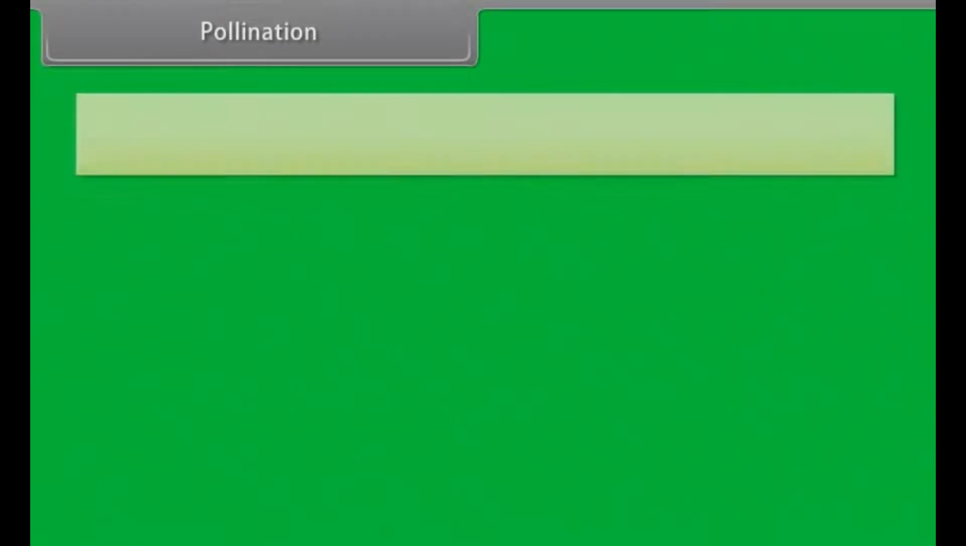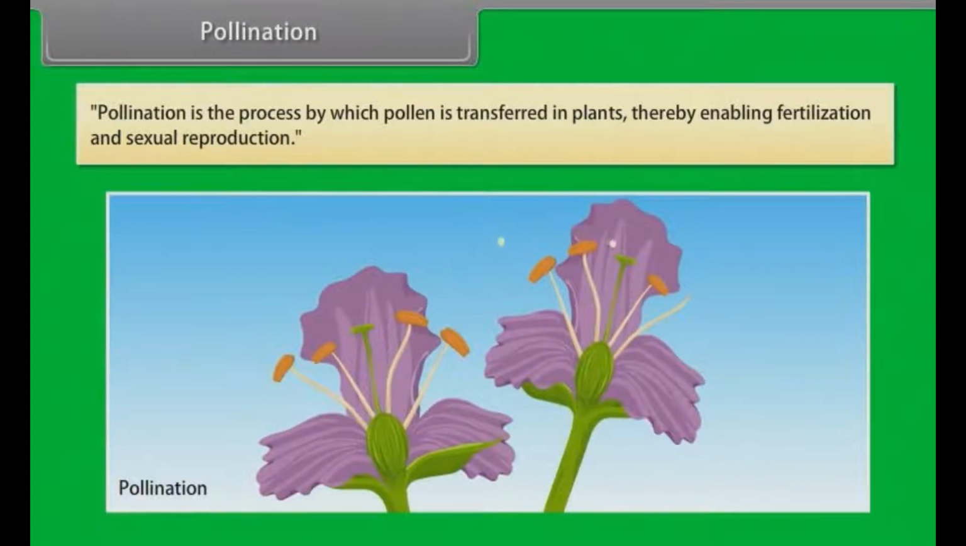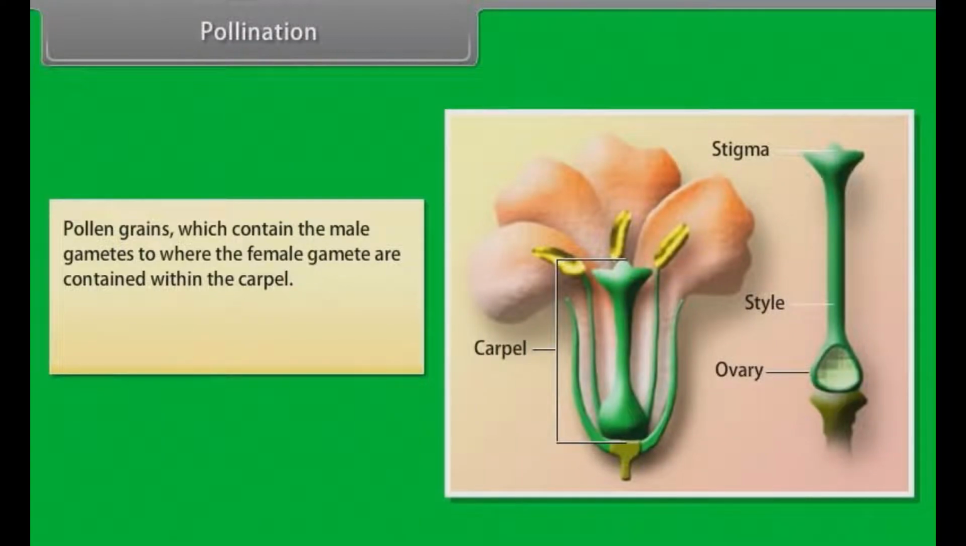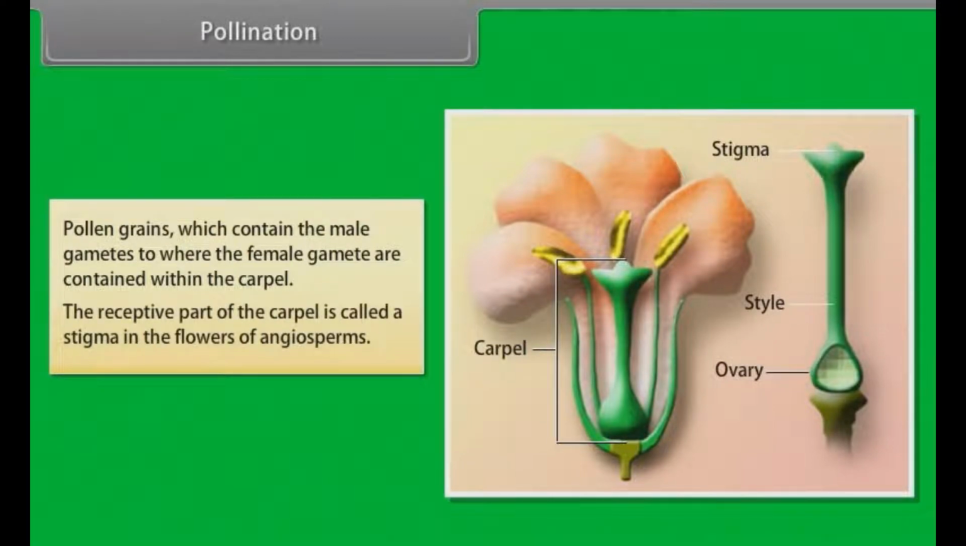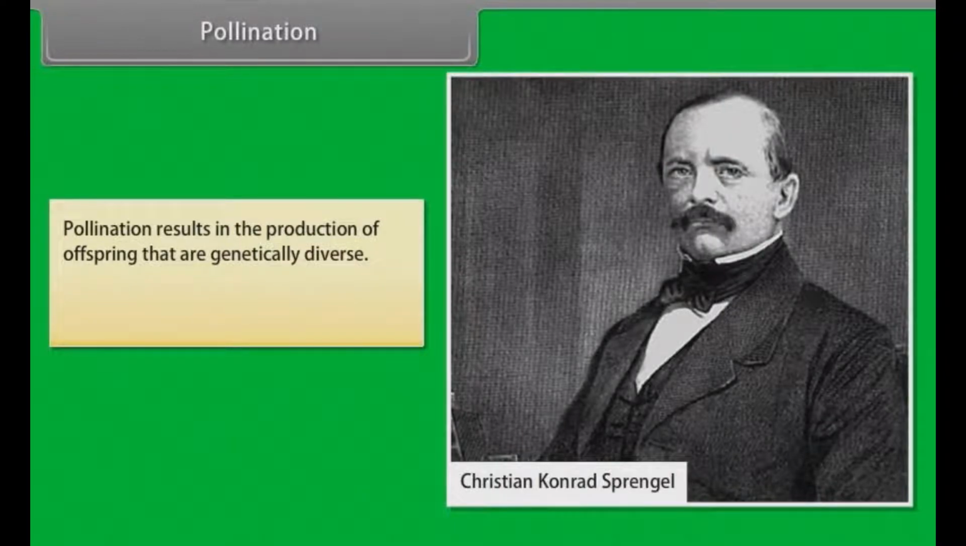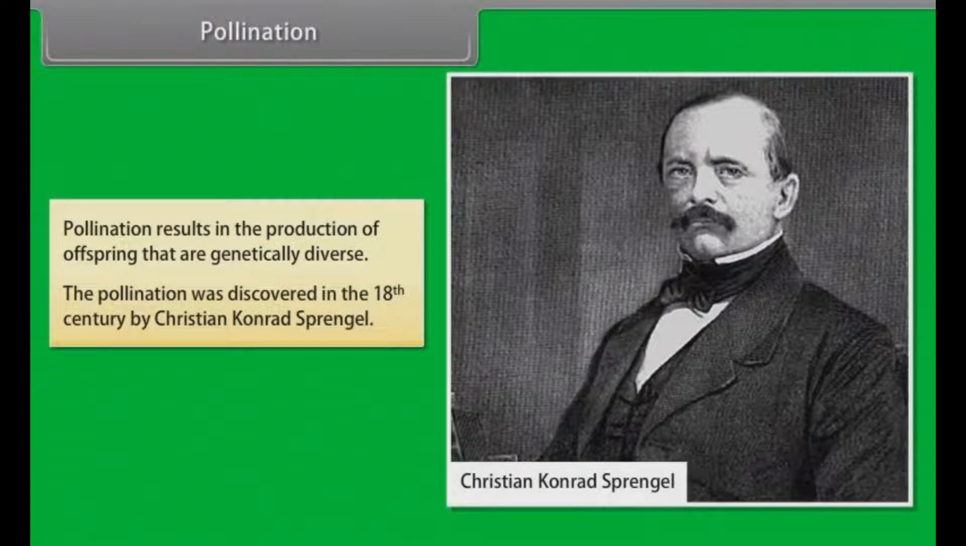Pollination. Pollination is the process by which pollen is transferred in plants, thereby enabling fertilization and sexual reproduction. Pollen grains contain the male gametes, and they are transferred to where the female gamete is contained within the carpel. The receptive part of the carpel is called a stigma in the flowers of angiosperms. Pollination results in the production of offspring that are genetically diverse. Pollination was discovered in the 18th century by Christian Conrad Sprengel.